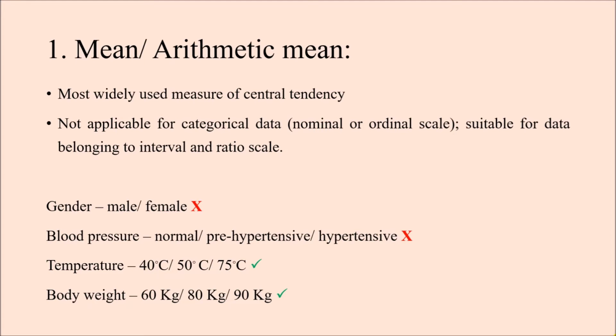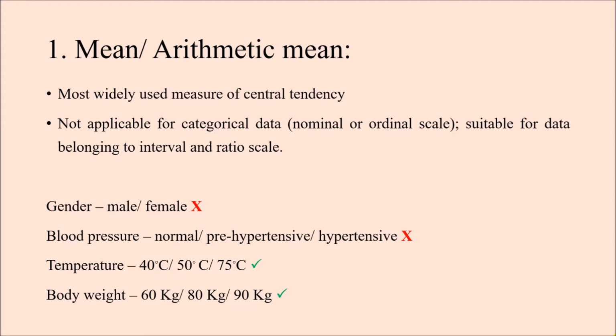There are some examples mentioned here. Suppose you're talking about gender, which can be either male or female. They are categories and they are mutually exclusive. I could even write female before male, and the order does not matter here. So this is an example of a nominal scale. Also blood pressure, which can be normal, prehypertensive and hypertensive. Here the categories are mutually exclusive, but there is a certain order. So this is an ordinal scale.